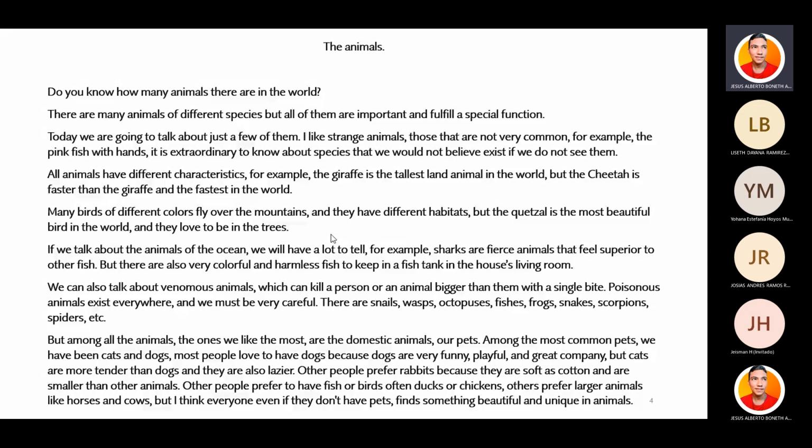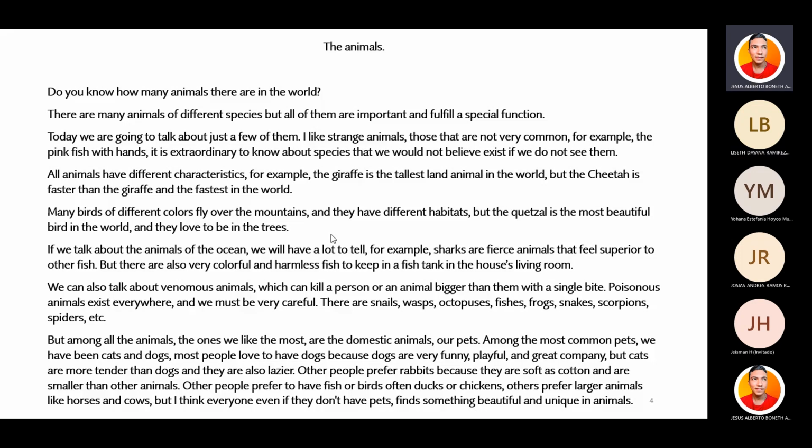If we talk about the animals of the ocean, we will have a lot to tell. For example, sharks are fish animals that feel superior to other fish. But there are also very colorful and harmless fish to keep in a fish tank in the house's living room. We can also talk about venomous animals, which can kill a person or an animal bigger than them with a single bite.